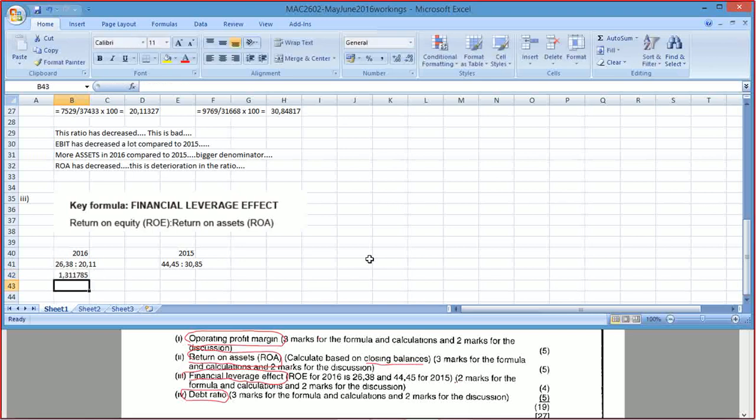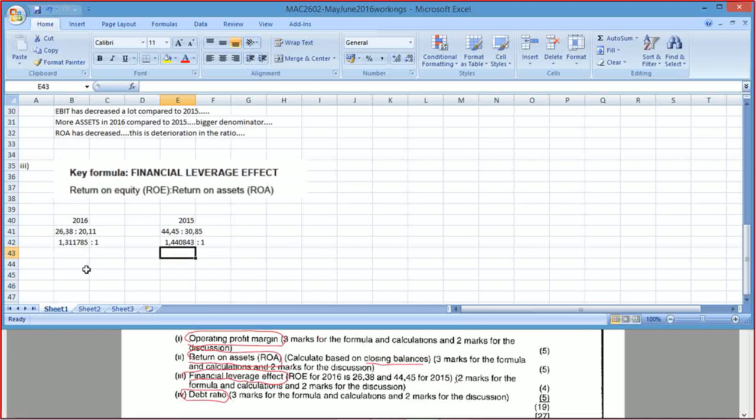26.38 divided by 20.11 gives me that to 1. Does that make sense? Yes, sir. Then 44.45 divided by 30.85 gave me that. Looking at this, has the financial leverage increased or decreased? It has decreased, sir. Yes, financial leverage has decreased from 2015 to 2016.